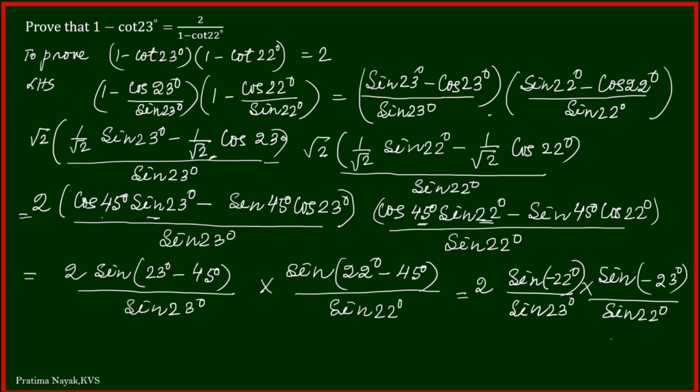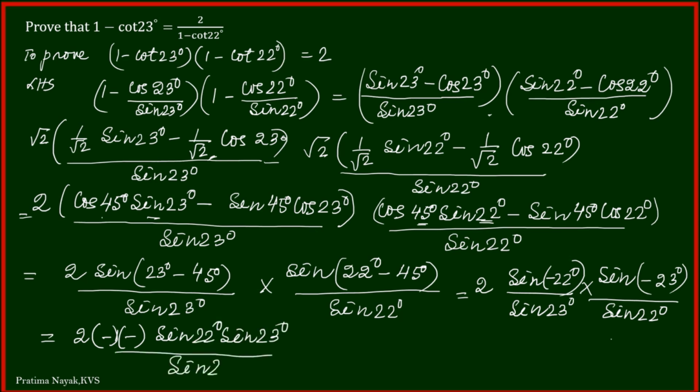And you know that sin(minus theta) is minus sin theta. So there will be two minus signs multiplied outside. That will become plus, and it will be sin 22 degree, sin 23 degree over sin 22 degree and 23 degree. They will be cancelling each other. So two minuses multiplied become plus. So the answer is 2. So this is your RHS. Hence proved.